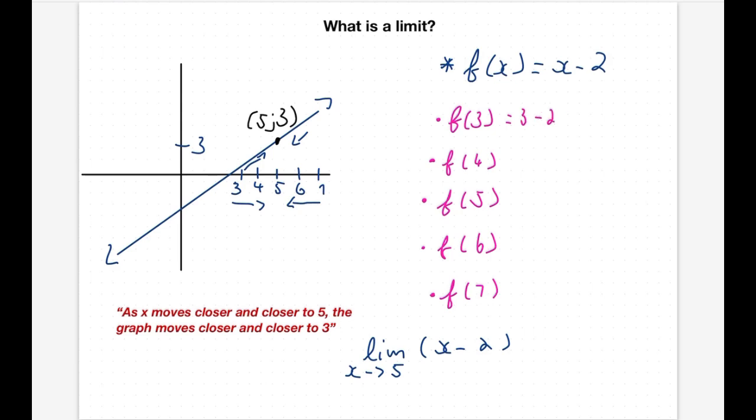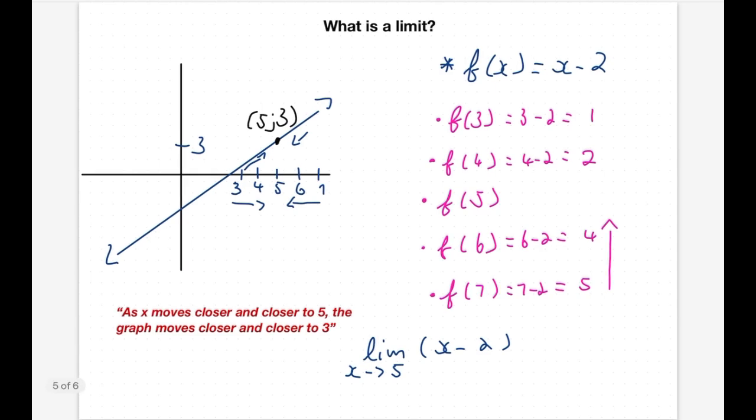So what is the y value when x is 3? It's 3 minus 2, which is 1. The y value when x is 4, that's 4 minus 2, is 2. What about the y value when x is 6? That would be 6 minus 2, which is 4. And the y value when x is 7 would be 5. So when we move from x values of 7 and 6, you'll see that the y value is 5, then 4.